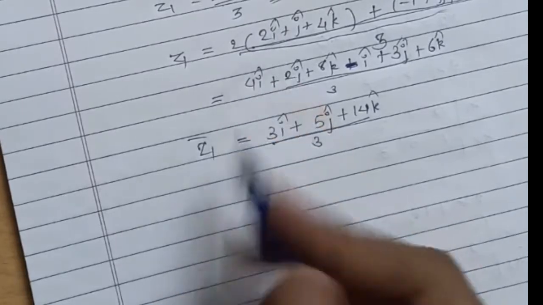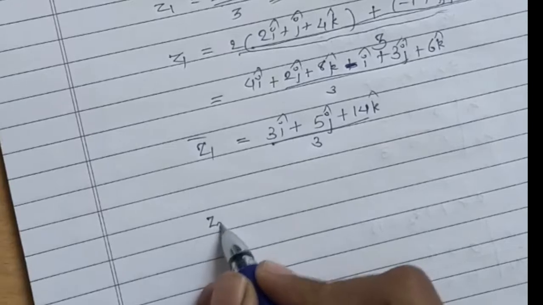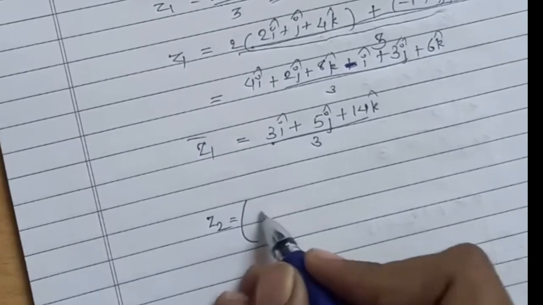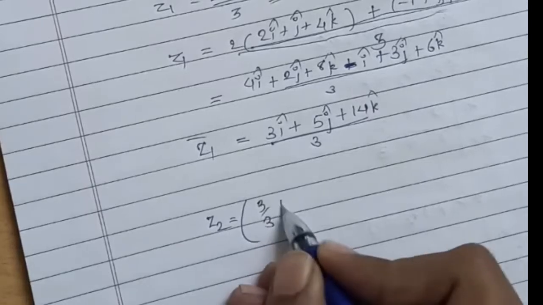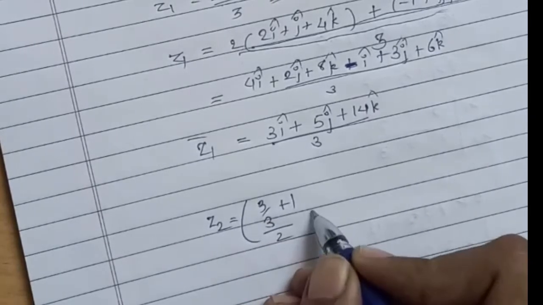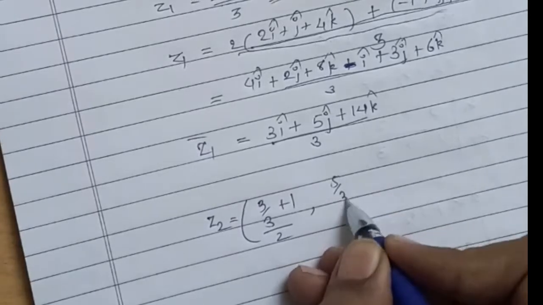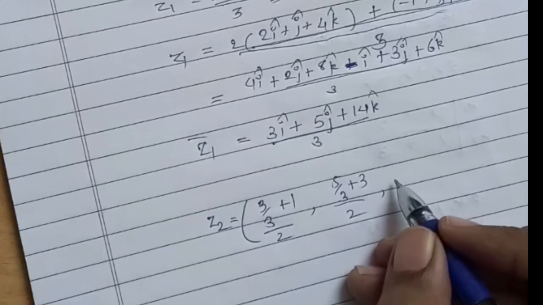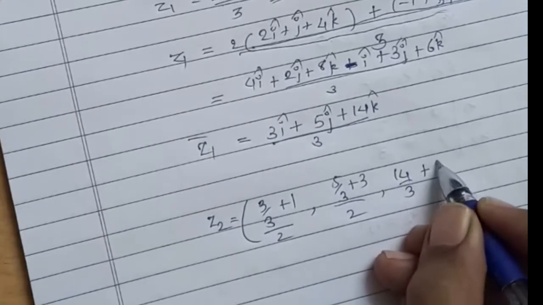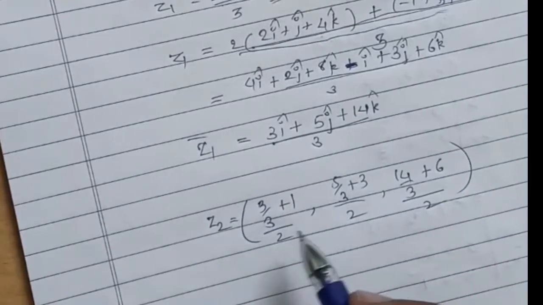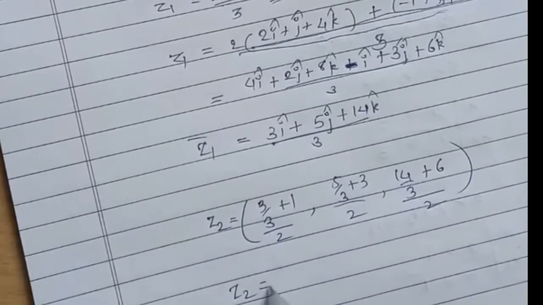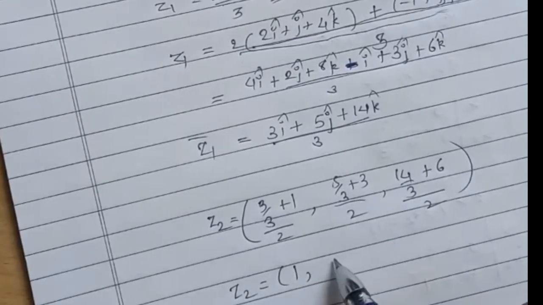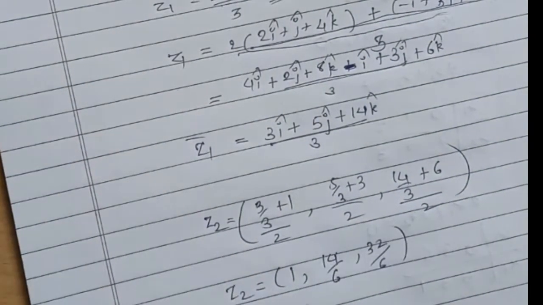So for z2 we have z2 coordinates as 3 by 3 plus 1 divided by 2 comma 5 by 3 plus 3 divided by 2 comma, next one is 14 by 3 plus 6 divided by 2. It's nothing but a midpoint formula. So we get 1, 9 plus 8. So we get the coordinates as 1, 14 by 6, 32 by 6 after solving.